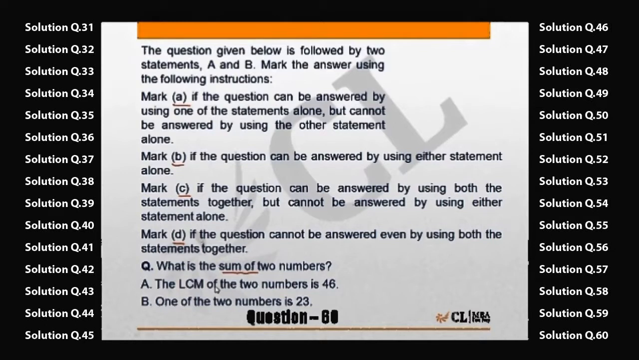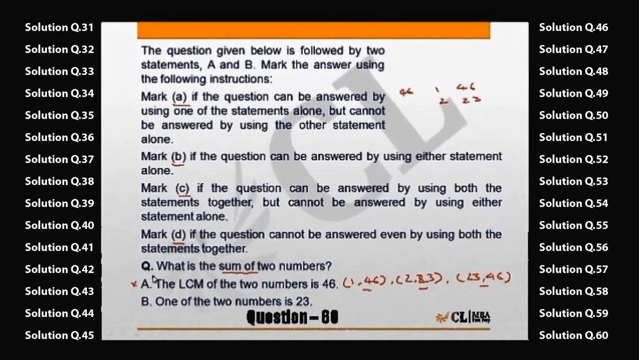The LCM of two numbers is 46. If the LCM is 46, that means the numbers should be factors of 46. So factors of 46 are 1, 46, 2, 23. So what are the combinations which will give us the LCM of 46? It will obviously be 1 and 46. It could be 2 and 23. And it could be 23 and 46. So statement A is insufficient because the sum of the numbers will be different in each of these cases. So statement A cannot give the answer to us.